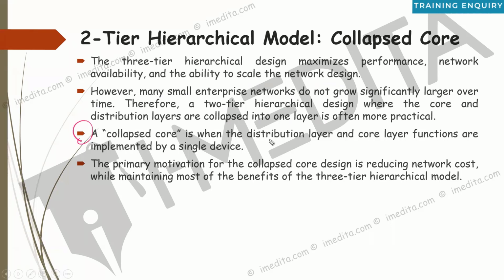The collapsed core is when the distribution layer and core layer functions are implemented by one single device. The primary motivation for this collapsed core design is to reduce the network cost while maintaining most of the benefits of the three-tier hierarchical model. So it goes like this.